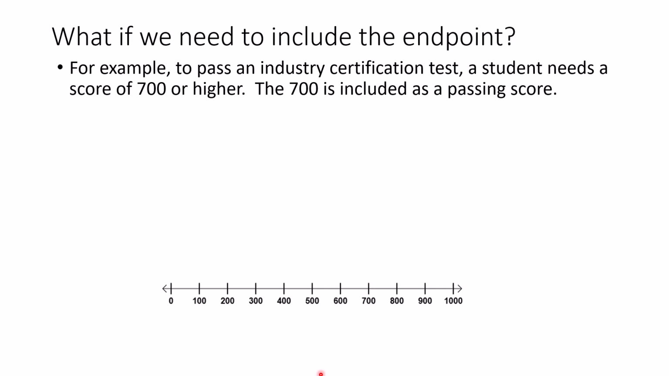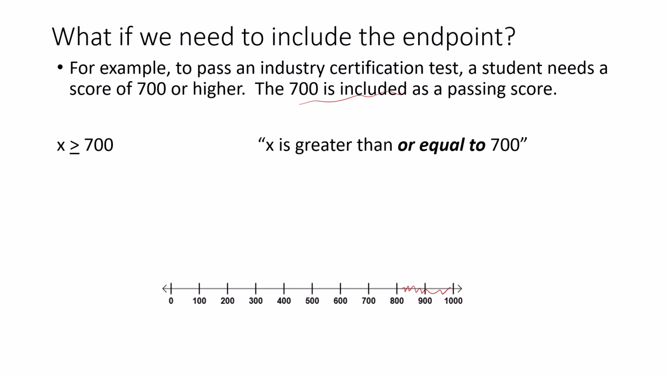And so if you want to include that, we know scores above 700 would all pass. But this time we want to include the 700. In other words, x has to be greater than or equal to 700. I've had so many students say, well, it can't be greater than and equal to. True, it can't be greater than and equal to, but it could be greater than or equal to. So a student that gets a 715 passes, and a student that gets a 700 also passes, one or the other, both of them work.